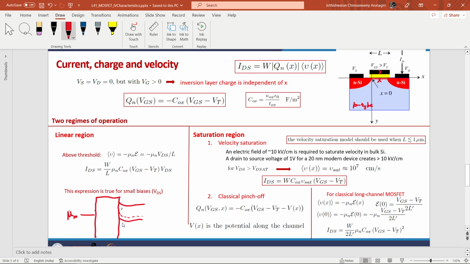Down. Come down. This is my gate, this is my oxide and this is my source. VGS is going up. Again, if you're confident with your answer, you can repeat it. It's fine. I'm just labeling things for clarity.